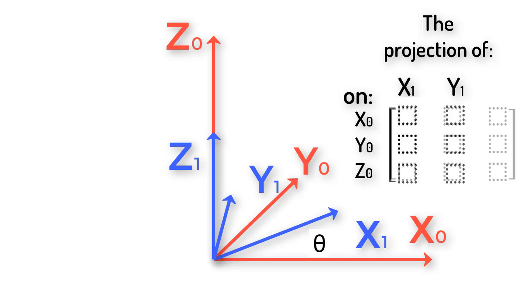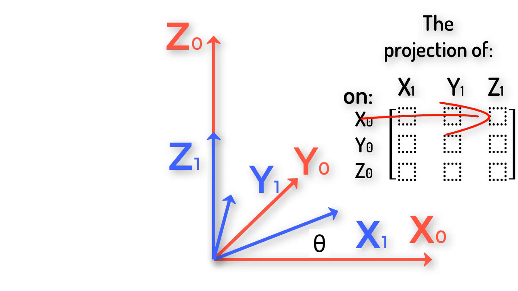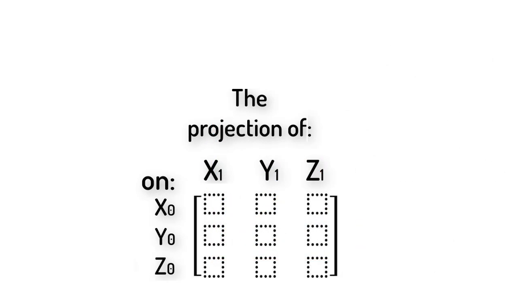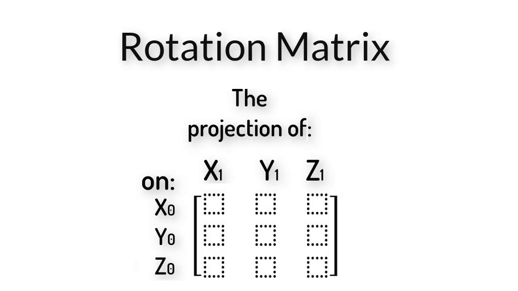Finally, I'll make a third column. In this third column, I'll write the projection of z1 on x0, the projection of z1 on y0, and the projection of z1 on z0. This 3x3 matrix of numbers has a special name in robotics. It's called a rotation matrix.